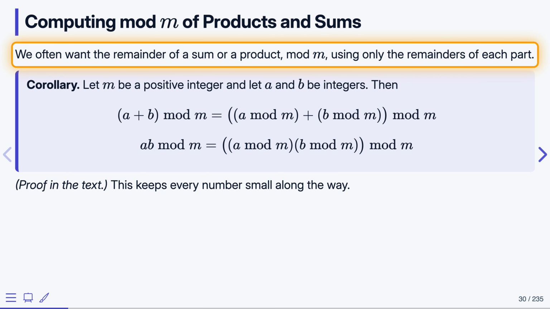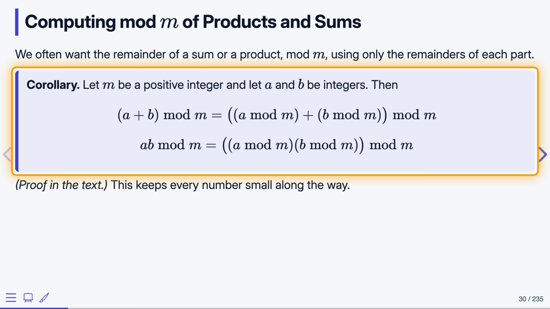Sometimes the numbers are large. We do not want to add or multiply them in full. This corollary is a shortcut. To find the sum mod m, first take each number mod m, then add those small remainders. Then take mod m once more.